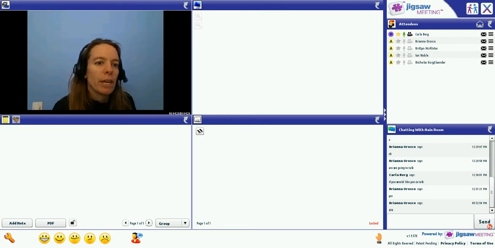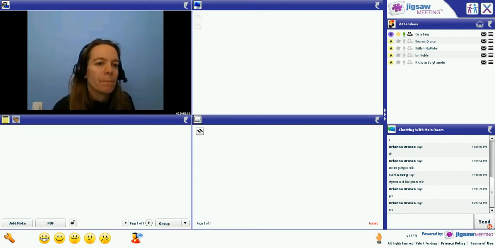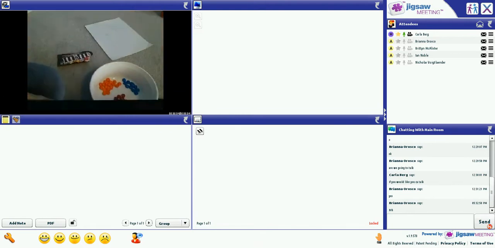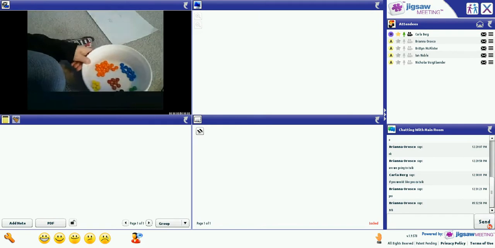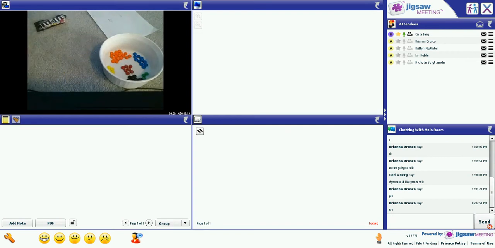Okay, now I'm going to switch cameras here. Now, as we're doing this lab, I need you to remember that every bag of M&Ms, Skittles, whatever you are using, is different. So what I find in my bag is going to be different than what you have in your bag.